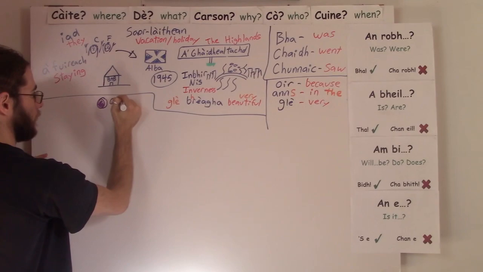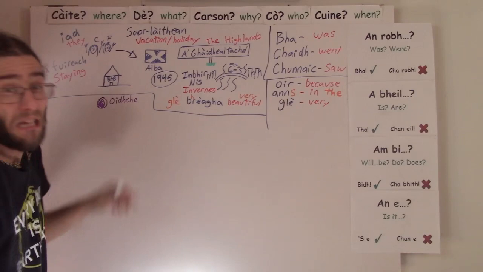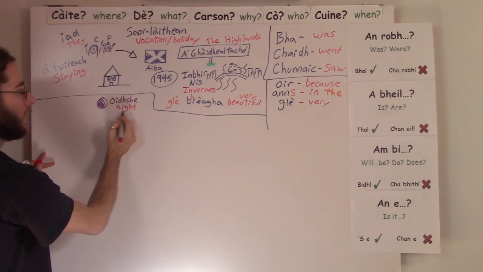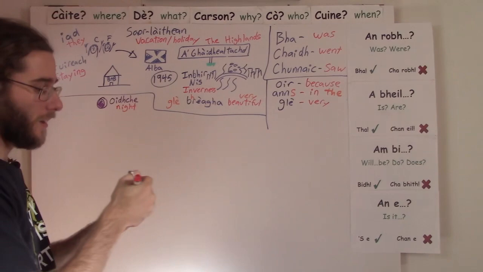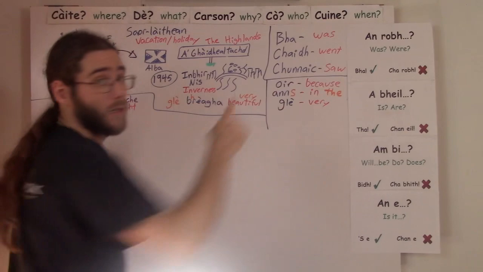Eiche. It's supposed to be a moon. Eiche. One night. In eiche. I'm doing this because it's in the past.